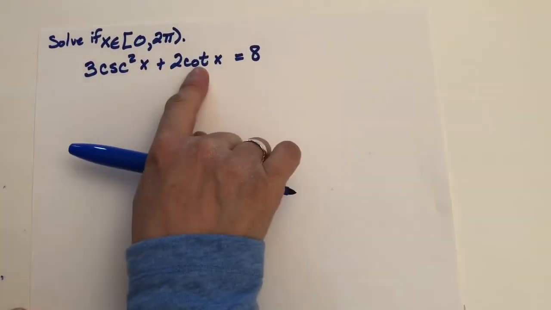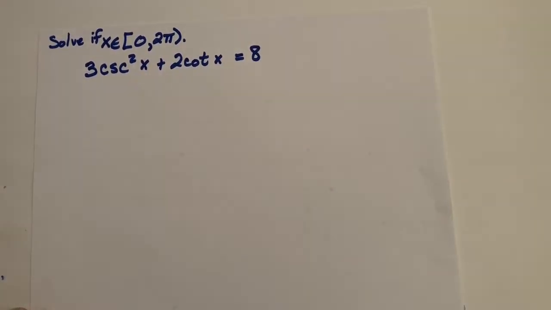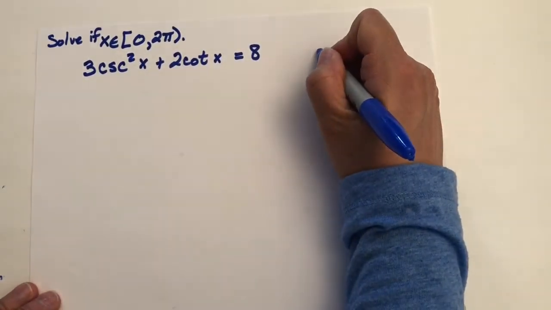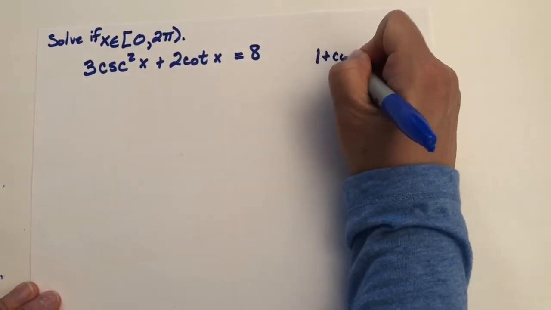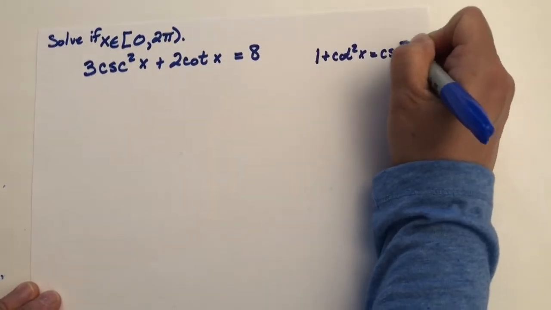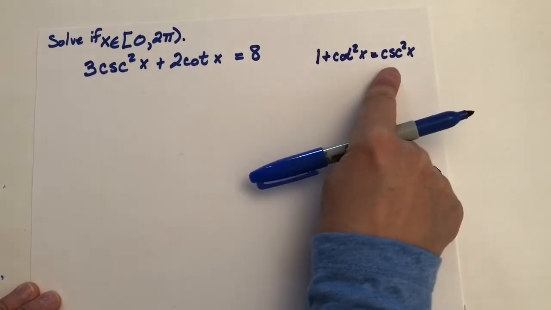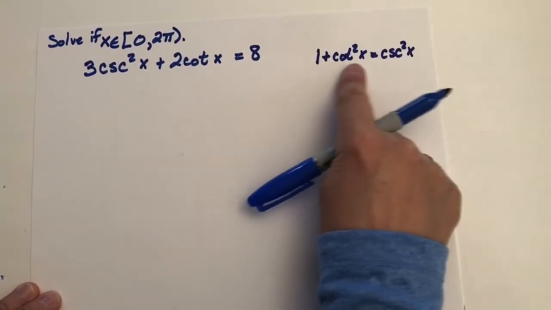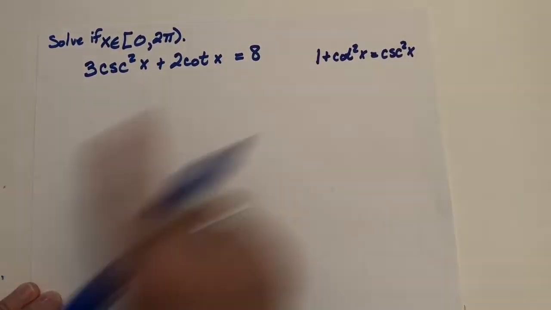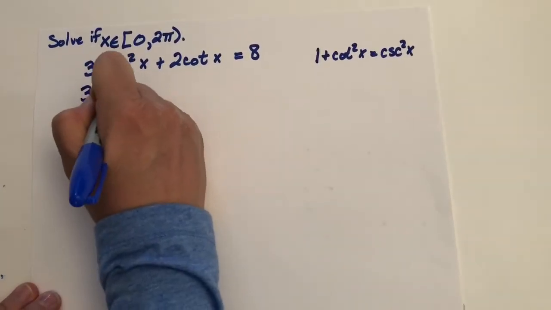And remember, we have a trig identity that relates the cotangent and the cosecant. It's one of our Pythagorean identities. It's the one that says 1 plus cotangent squared x equals cosecant squared x. That's our relationship that we need for this particular problem. So we can just replace this cosecant squared with this. So let's make that substitution.